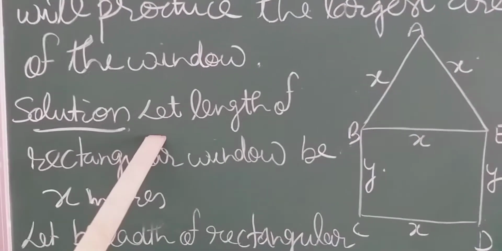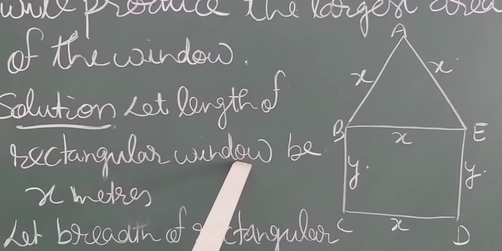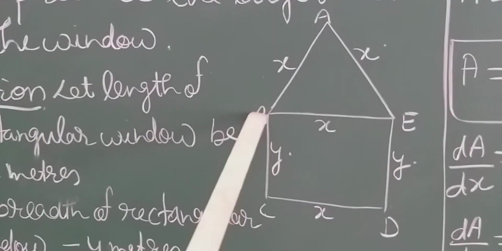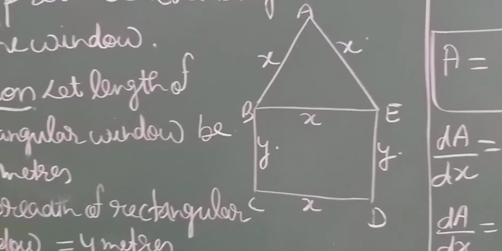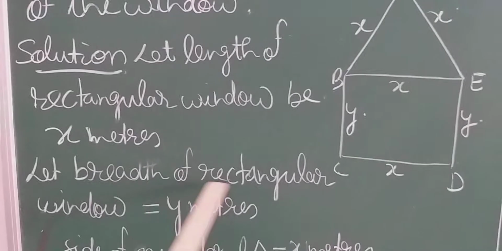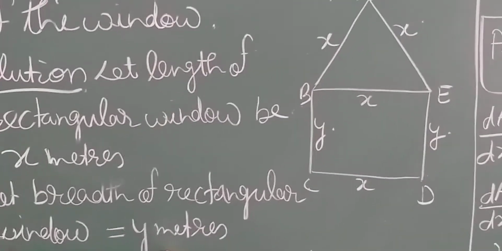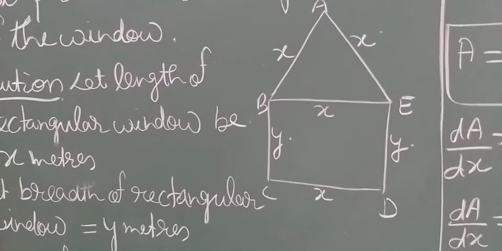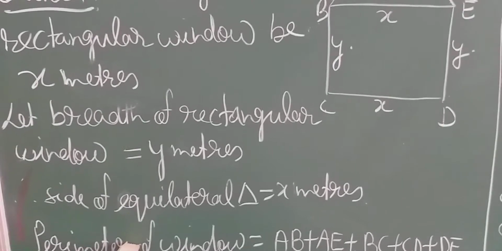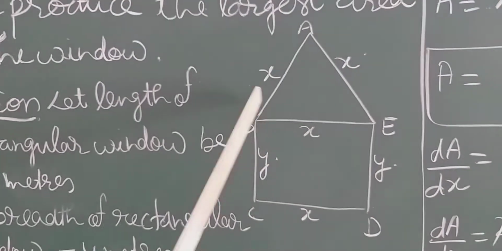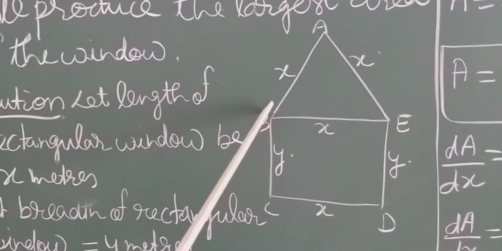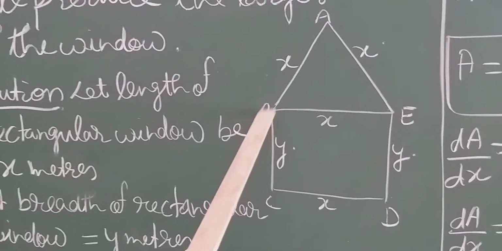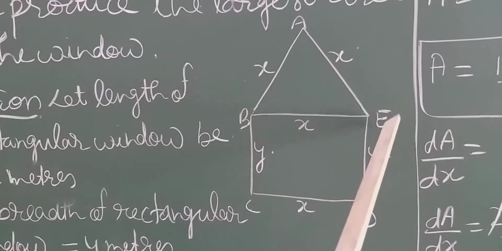So we can mention here, let length of the rectangle window be x meter. Its length is x meter, means BE equal to CD equals to x meter, and breadth of the rectangular window is y meter. BC equals to DE equals to y meter. Side of equilateral triangle equals to x meter, because the equilateral triangle is made on the side BE, means on the length of the rectangle. So the side of the equilateral triangle will be x meter.